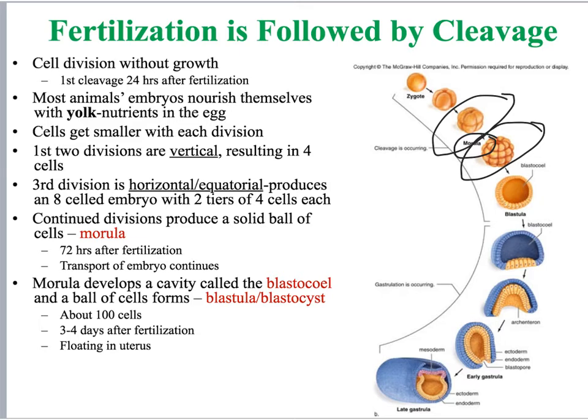Once it reaches the uterus, it's now called a blastula or a blastocyst. It's a hollow ball of cells, about 100 cells total. It stays in the uterus for a couple of days and continues to develop. But even at this stage, we have this blastula or this blastocyst.